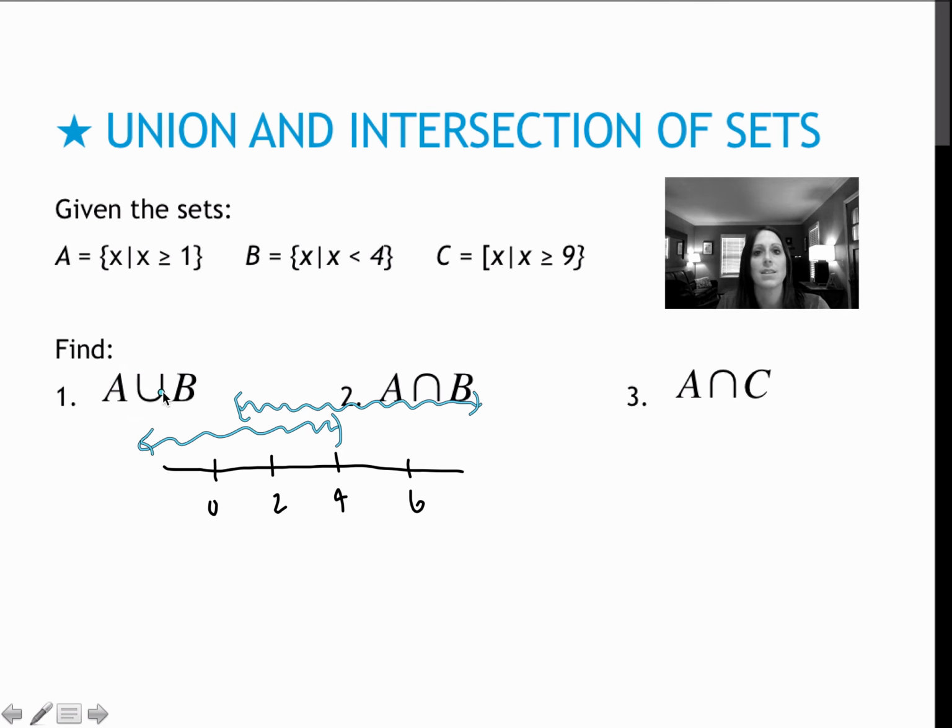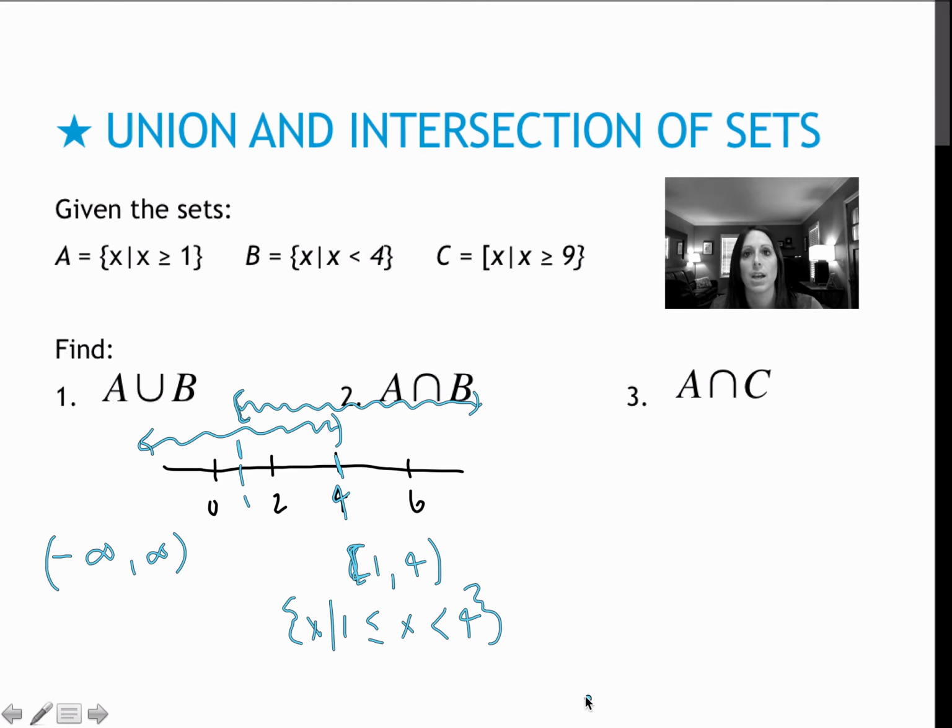The union of sets is anywhere where either one of them would be shaded. So notice, again, the entire spectrum would be shaded, so that's negative infinity to positive infinity. But the intersection goes from here at 1 to here at 4. It's closed at 1 and open at 4. So if I were doing interval notation, that would be bracket 1, comma 4, open parenthesis, or 1 is less than or equal to x is less than 4. Set builder would include all the x's such that.